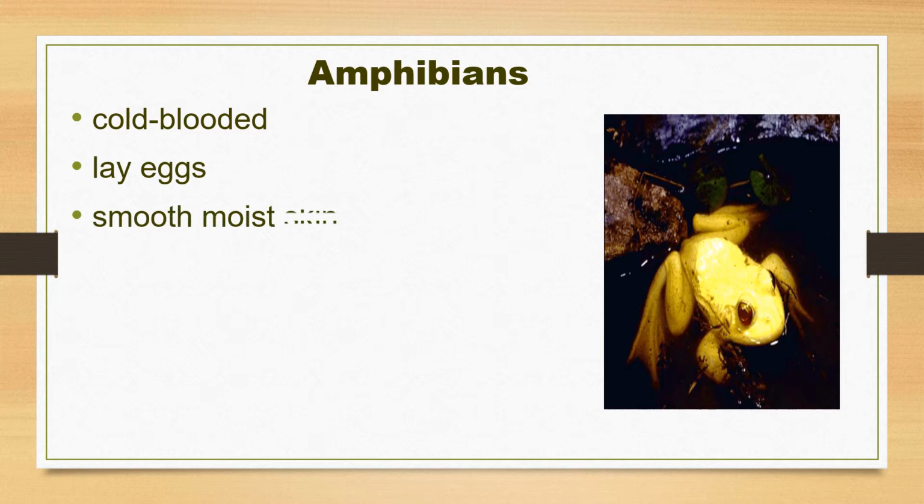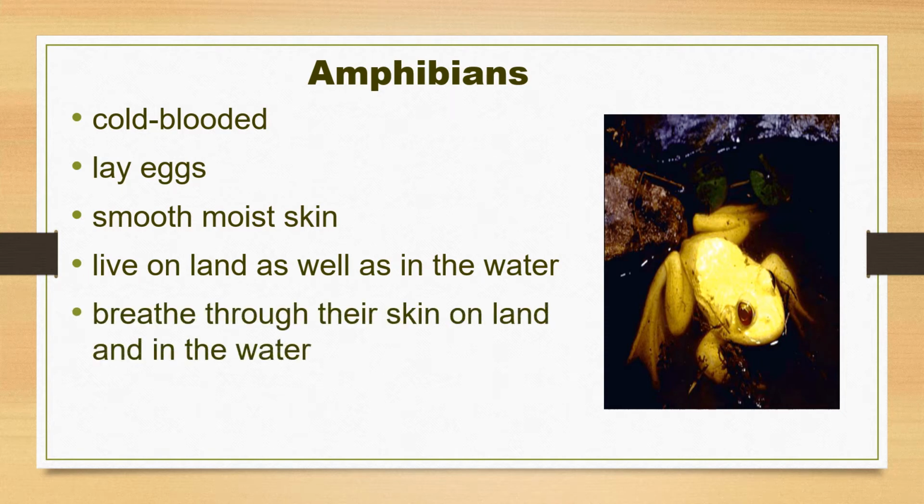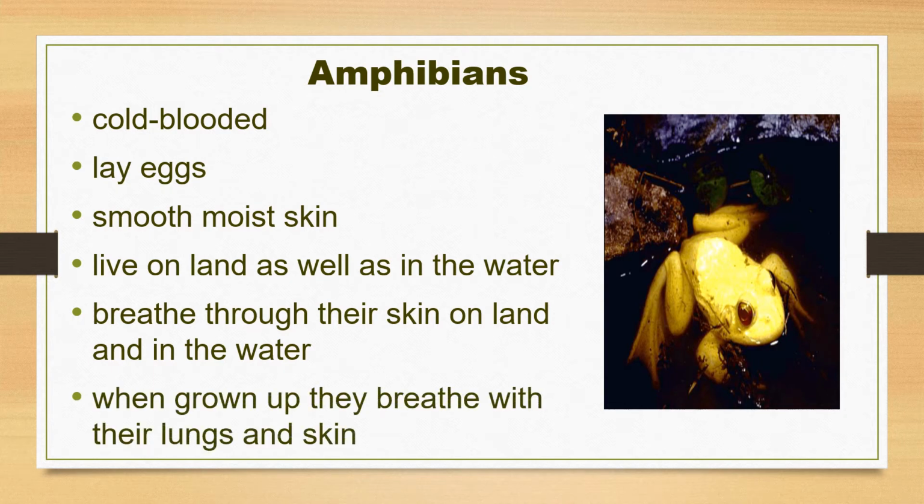Amphibians also have smooth, moist skin. And then they also live on land as well as in the water. What else? Amphibians also breathe through their skin on land and in the water. When they grow up, they breathe with their lungs and skin. So those are amphibians.